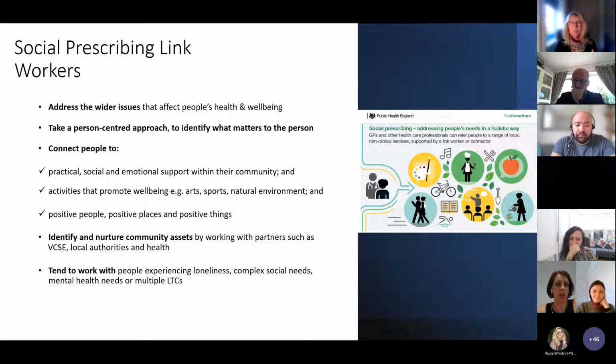And as Claire said, we're going to start to see how that model's progressing. We tend to work with people that have perhaps long-term health conditions, more of those complex social needs, those that are experiencing loneliness, but they are given time, and it's that wider relationship that makes a difference for the individuals that spend time with a social prescribing link worker. Hopefully that gives a bit of an overview of that, Claire.